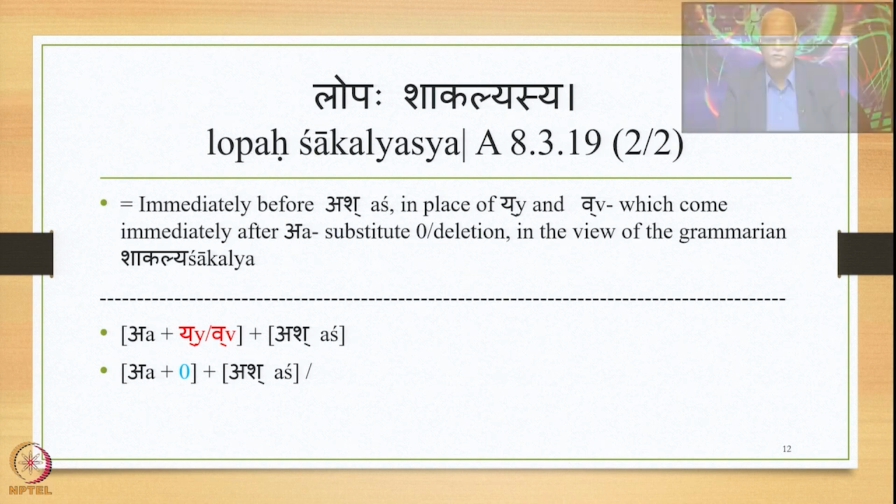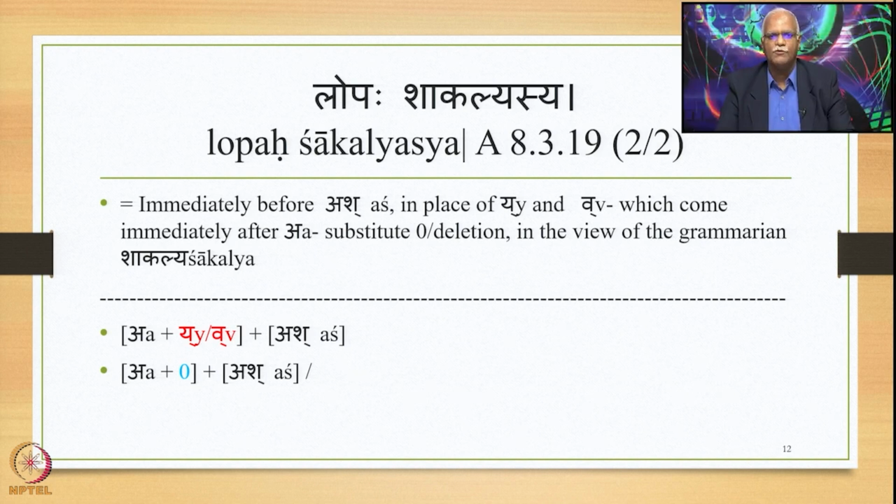So let us look at the meaning of the sutra lopash-shakalyasya. It means immediately before ash, in place of ya and va, which come immediately after a, substitute zero or deletion in the view of the grammarian Shakalya. So here we have a plus ya or va, and this ya or va comes at the end of the pada, followed by ash, and then in place of this ya or va, substitute zero optionally. So this a plus ya or va plus ash is the input, and 8319 applies and returns a plus 0 plus ash as the optional output. The other output would be this, but Lopashakalyasya says this could be the other output.